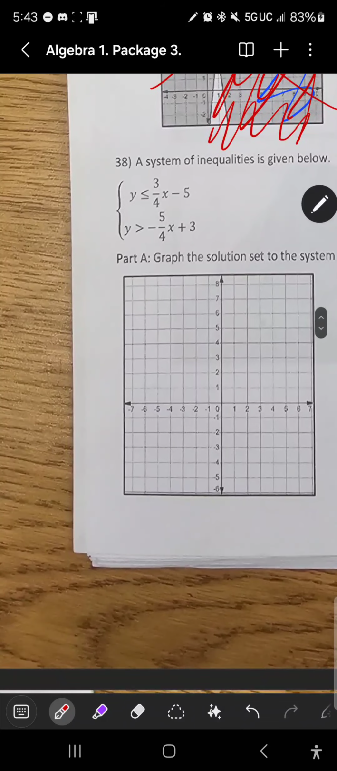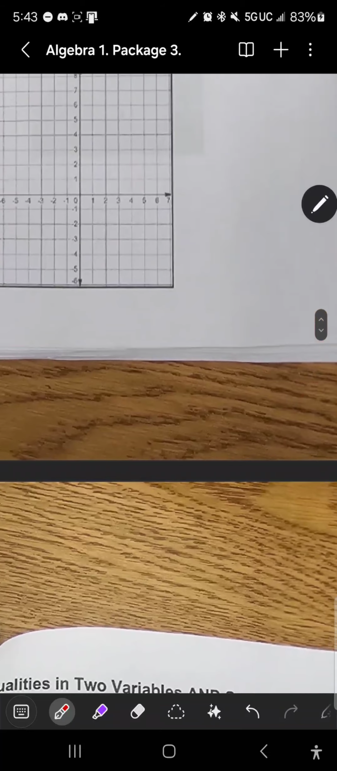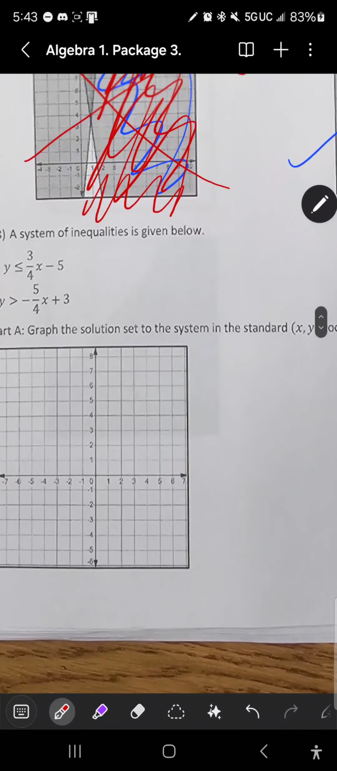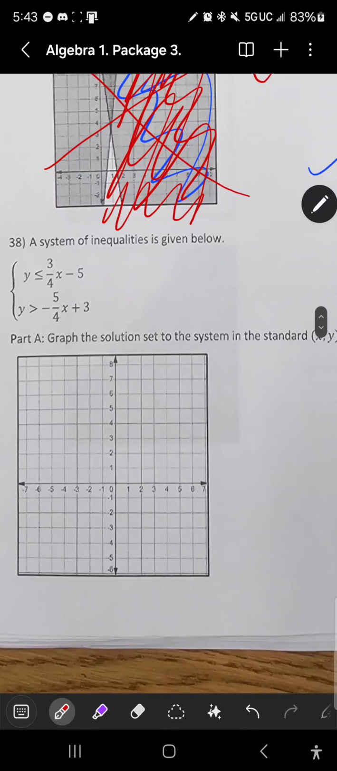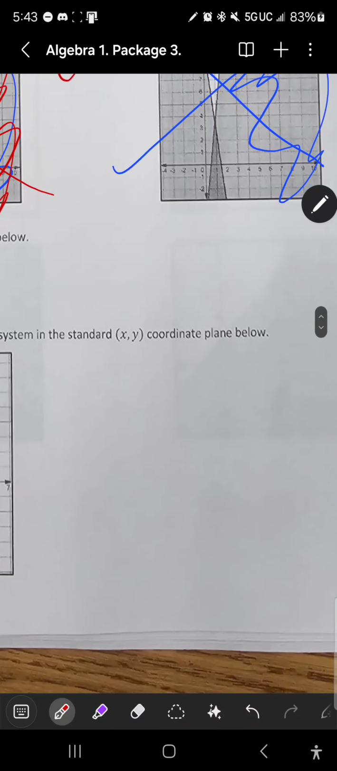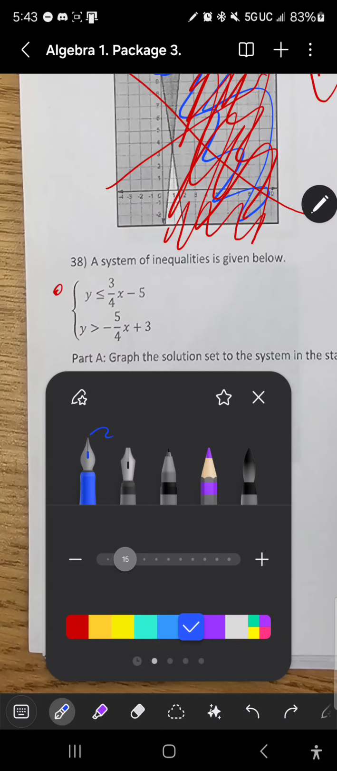Now this is going to be the last one. I'm going to do part A and part B, but yeah, this is going to be the last one. The system of inequalities is given below. Okay, we have to graph the solution of the system in the standard xy coordinate plane below. So this is what we have been doing. This is going to be blue, this is going to be red. Wait, this is going to be red. This one's going to be blue.